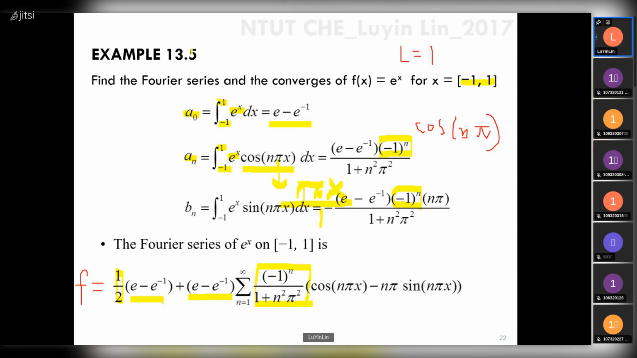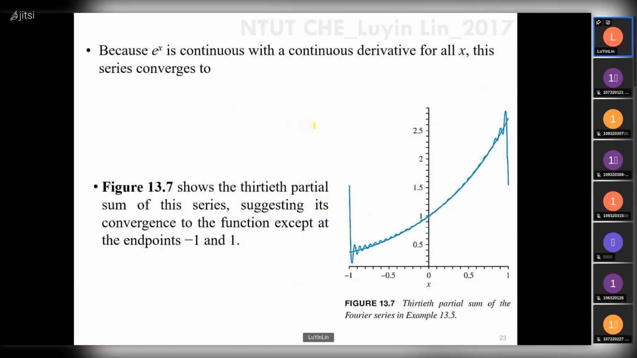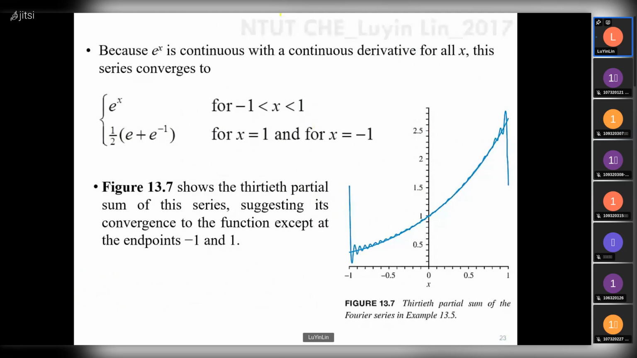Next, let's see the convergence. Find the Fourier series first, and then the convergence. For the convergence, please divide the range into two parts. One is the part without the equal sign. The second part is the two ends. Because exponential x is continuous, between -1 and 1, no equal sign, you get f of x.